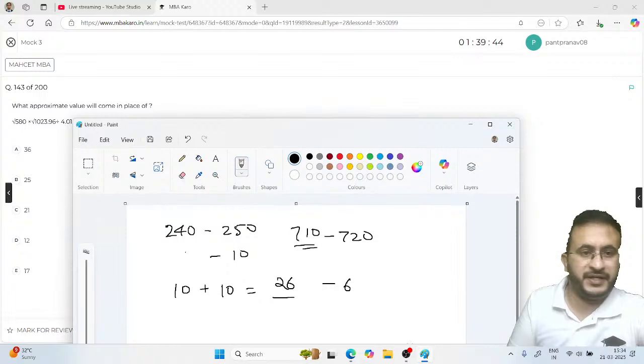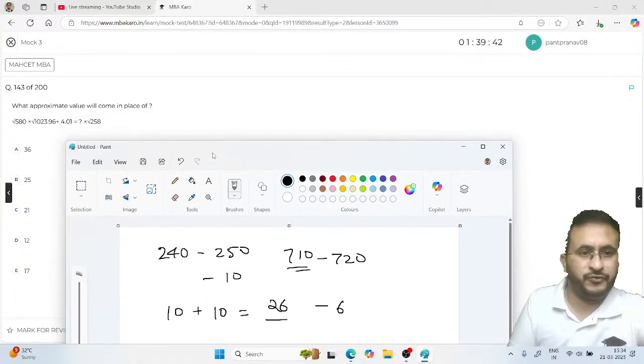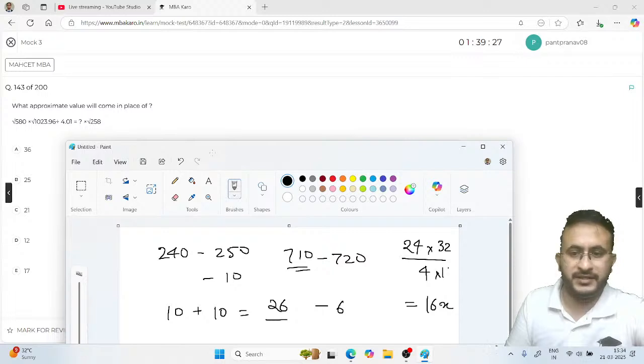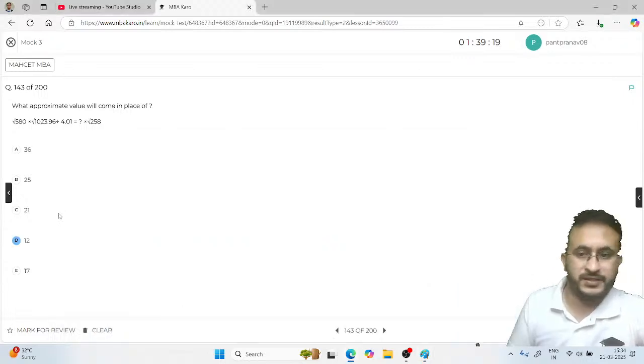Approximate value 580 is 24 is 576. 24 into this is 32 divided by 4 is 16 into some number x. So 16 में यहीं पे ले आते हैं side. This 12 will be the answer.